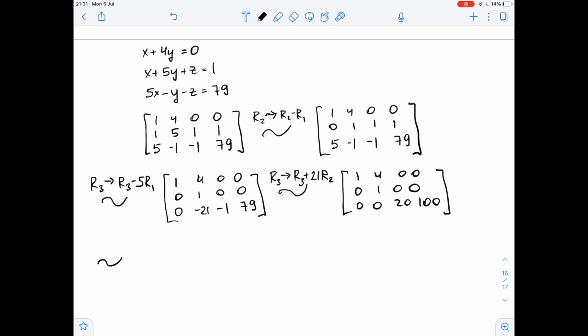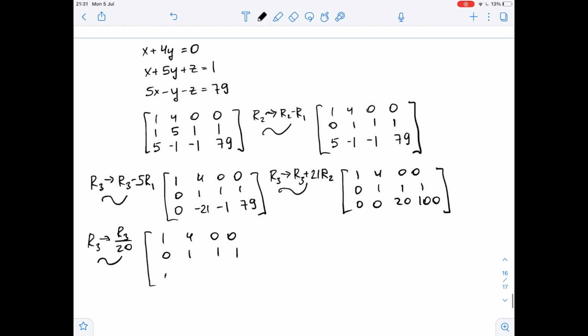In the next step, we divide the third row by 20. So row 3 becomes row 3 over 20. And we get 1, 4, 0, 0. Oh, sorry, I don't know why I wrote this like this. Here we have 0, 1, 1, 1. And here we have 0, 0, 1, 5.